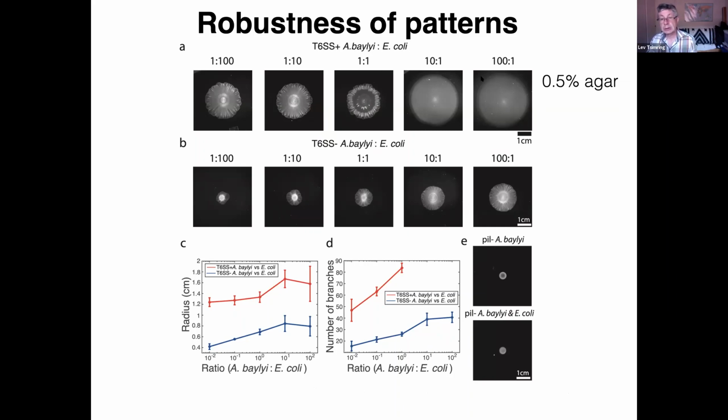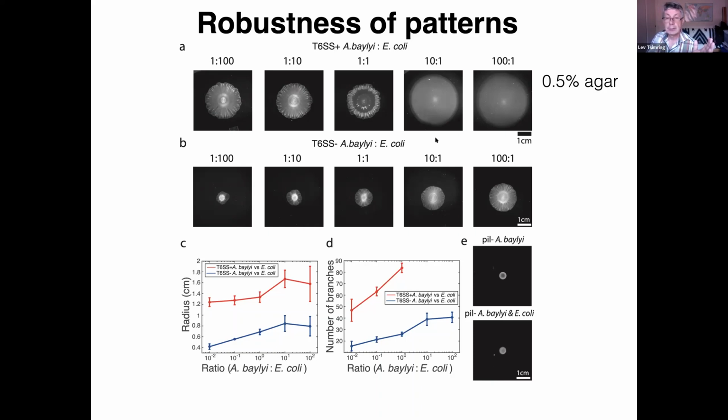Especially in this case, there are these magical letters T6SS plus. That means the Acinetobacter has this mechanism of killing on contact intact, so it's a wild type bacterium. When you mix them together, it tries to kill E. coli. If there is too much E. coli, it cannot kill all of them. There is a finite capacity in this mechanism, so it can only kill so much. So you can still have E. coli and they propagate. But if there is lots of Acinetobacter, they kill all E. coli on the spot.